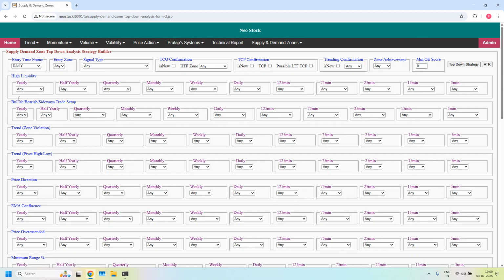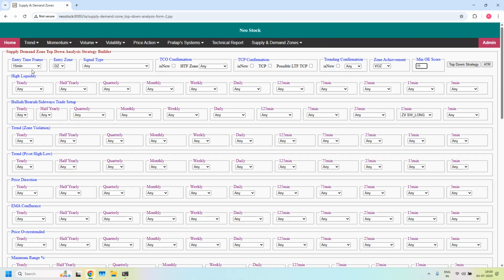For daily income trade, entry time frame is 15 minutes. Entry zone is demand zone for sideways long, and also bullish, bearish or sideways trade setup. At 15 minutes, I am selecting sideways long. Zone achievement violated opposing zone, and minimum odd enhancer score should be 12. Sorry, it should be 11 for sideways, 12 for bullish or bearish. Because it is sideways, I selected 11.